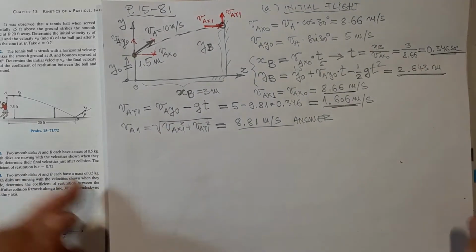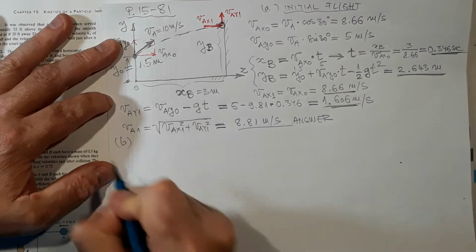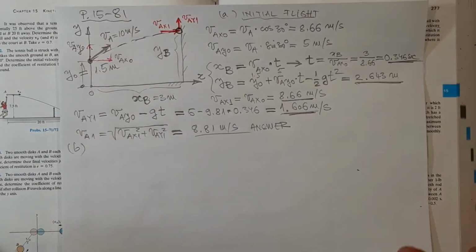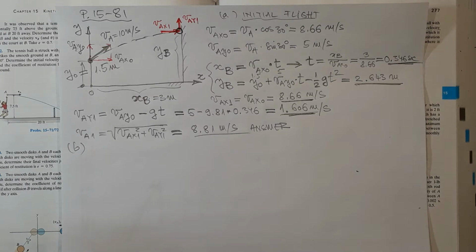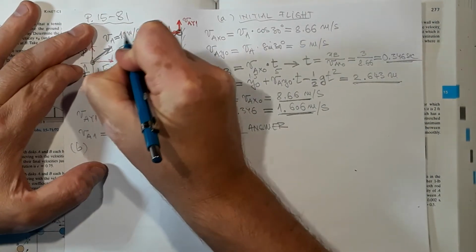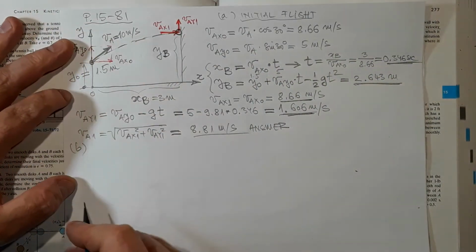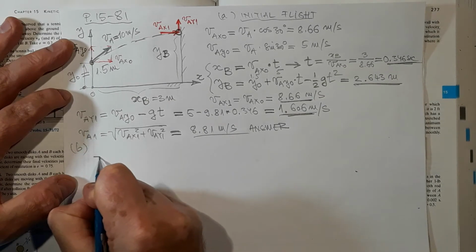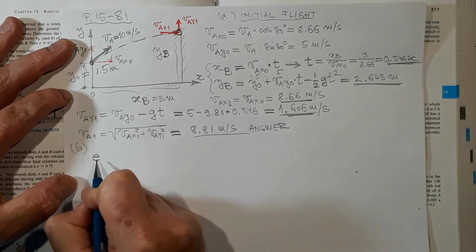Part B now, that's the impact. We haven't done problems where the impact is with a wall. So assume infinite mass. Linear momentum conservation is not going to help us because of the large mass, and we need to rely on the information about the coefficient of restitution.